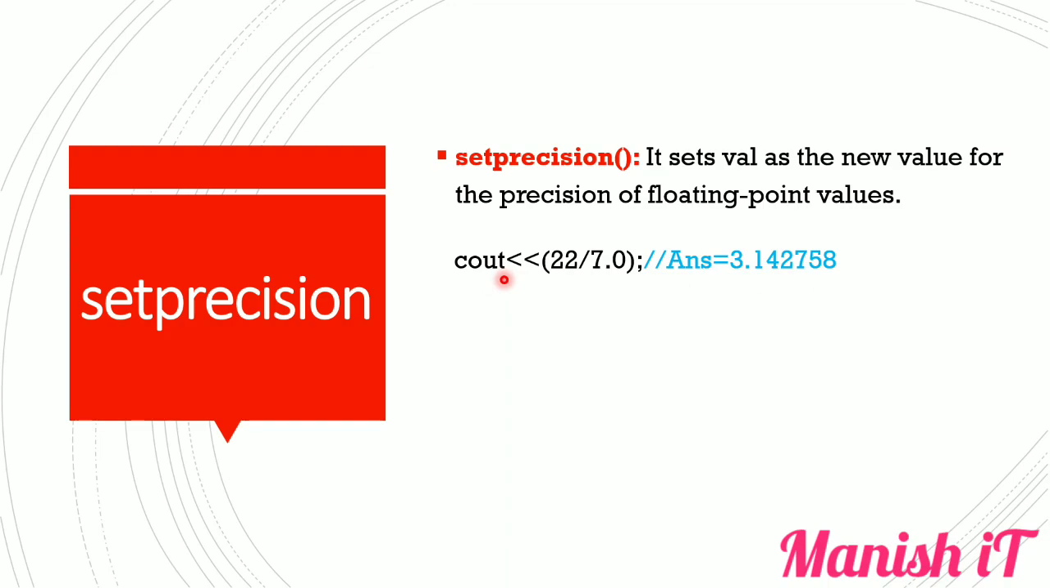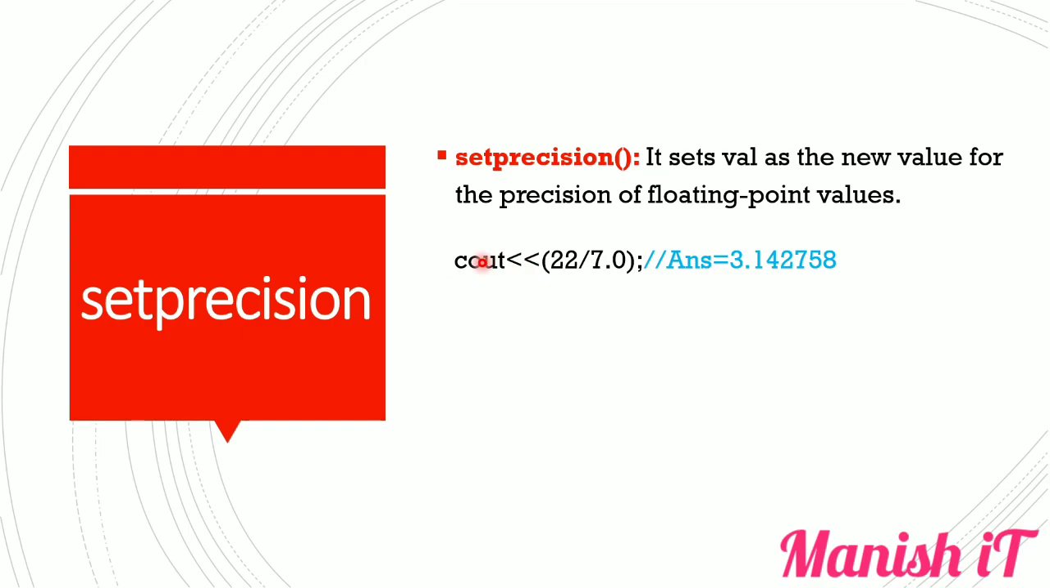Now suppose the user wants to print only a specific number of digits, not all of these. We saw that after the decimal point it gives 6 digits, but the user wants only 2 digits, like 3.14. Then how can we print that? We need the setprecision function. So how does the setprecision function work?